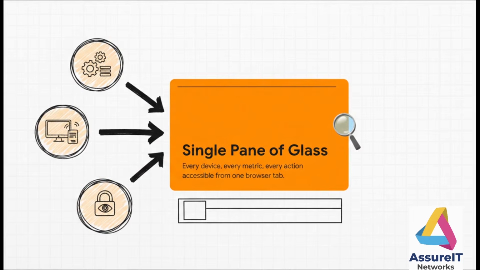The whole philosophy driving this is the single pane of glass concept. So instead of juggling one tool for your asset management, another one for remote desktop, and then a third just for security, AssureIT just unifies the whole shebang into one seamless browser tab. You're getting true enterprise-grade control over every single device, but completely without that visual clutter.